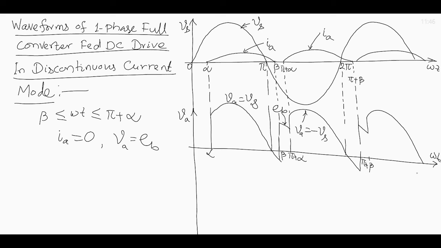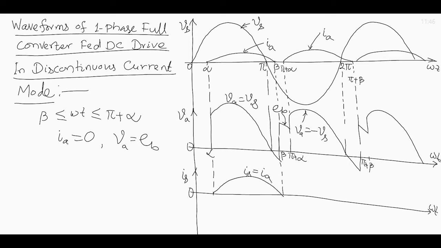Now we will draw the supply current waveform. From alpha to beta, T1, T2 are conducting. So supply current is the same as the motor current, IS equals to IA. Then from beta to pi plus alpha, motor current is 0, so supply current will be also 0.